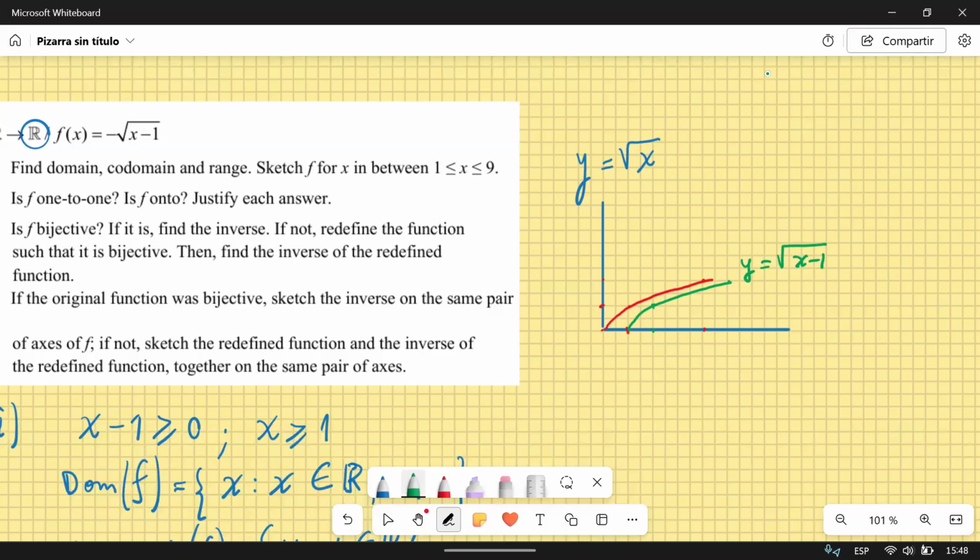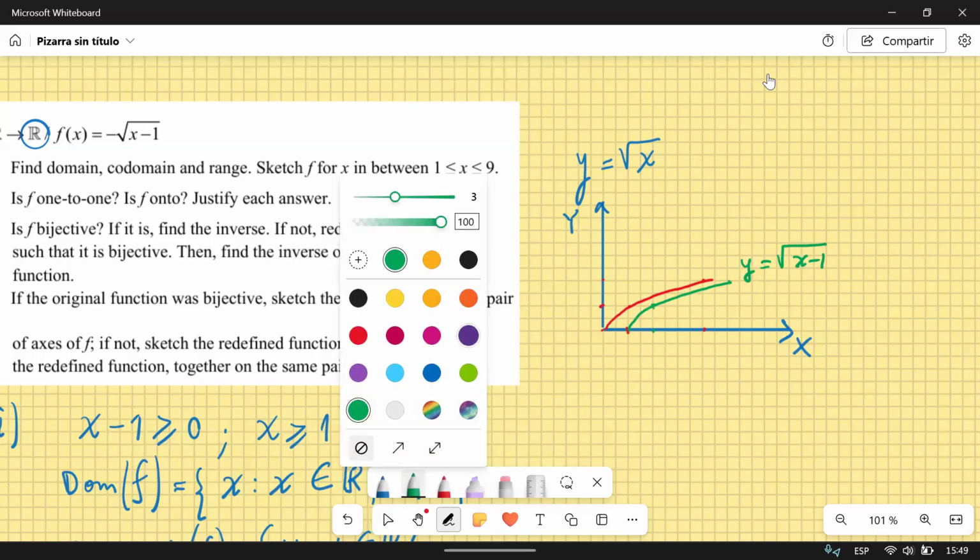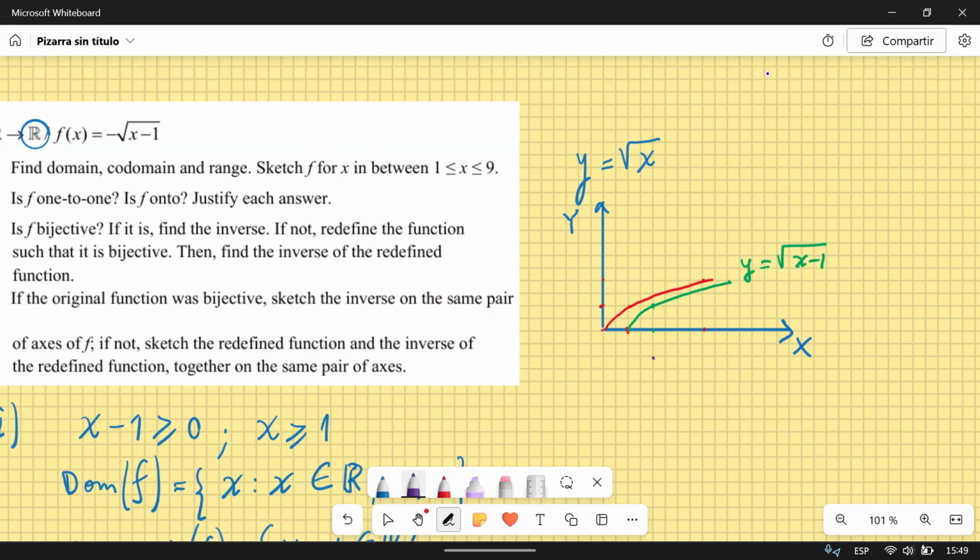Finally, the negative sign in front of the root means a reflection on the x-axis. This is the x-axis and this is the y-axis. So a reflection on that axis will be as follows. For 2 it will be -1, and for 5 it will be -2. So it is here, and this is the function. Yes, so I could leave it like this.